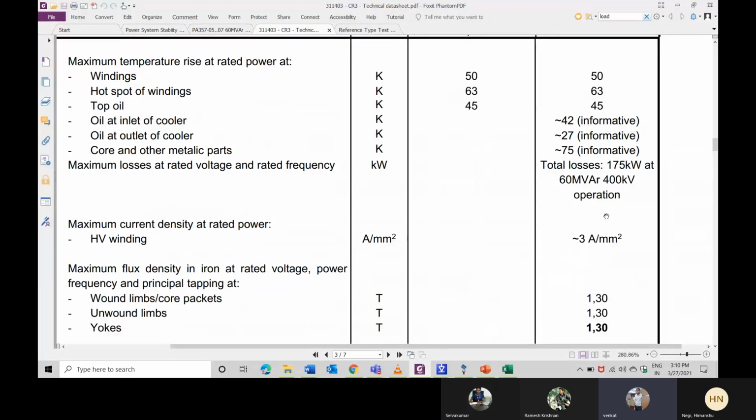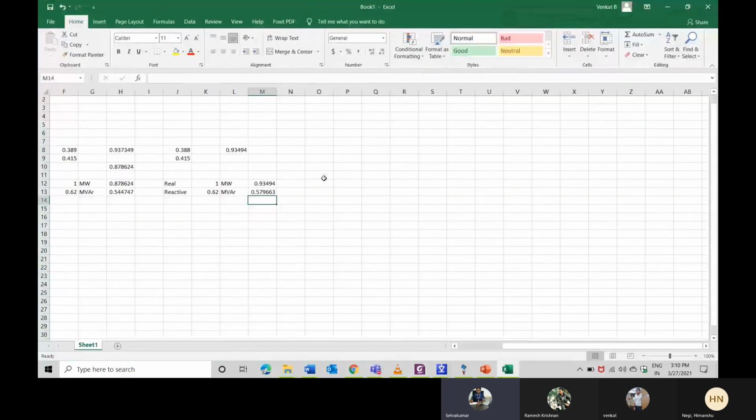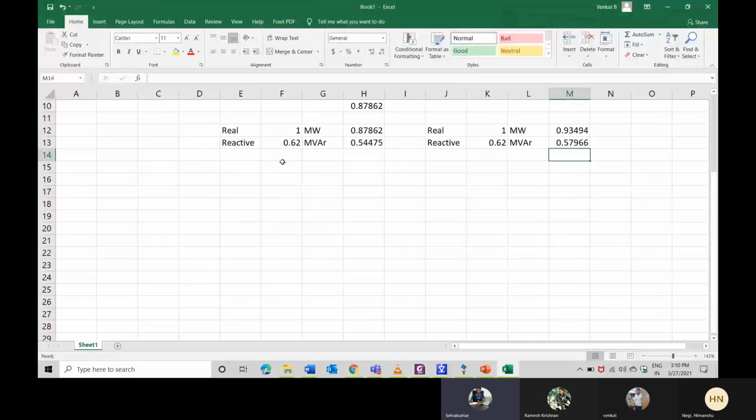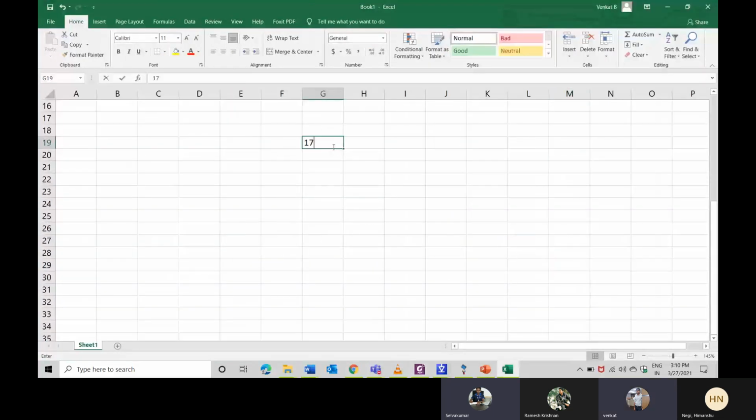If we put that value, then the value we get is like 175 kilowatt, divided by... We are seeing only the PDF document. If you open the Excel sheet, yes, sir. And if we take the losses, yeah. So 175 kilowatt is the loss, correct? No, that is 3I square R, correct?